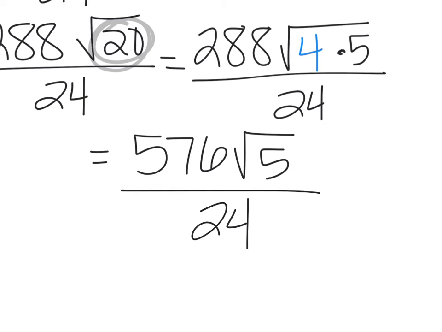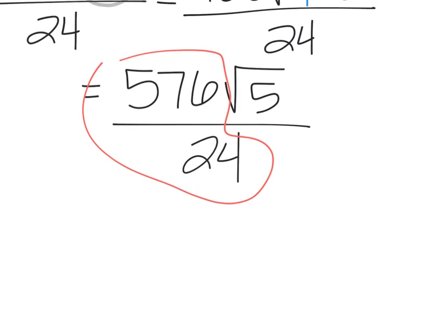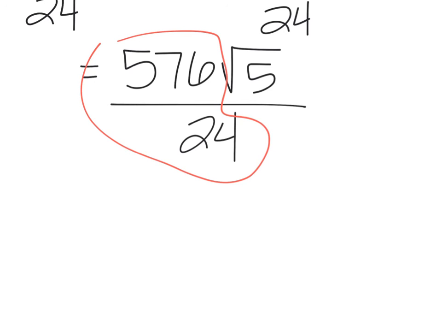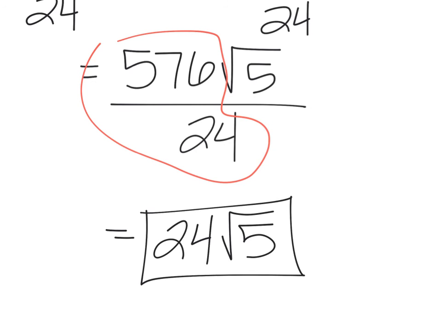So let's see if I can simplify this 576 and 24. I can. 576 divided by 24 is 24 square root 5. That's my final answer.